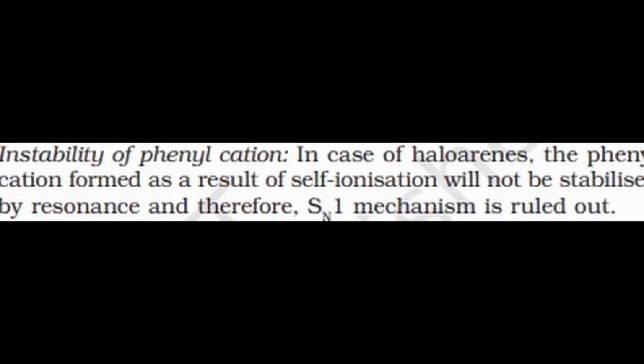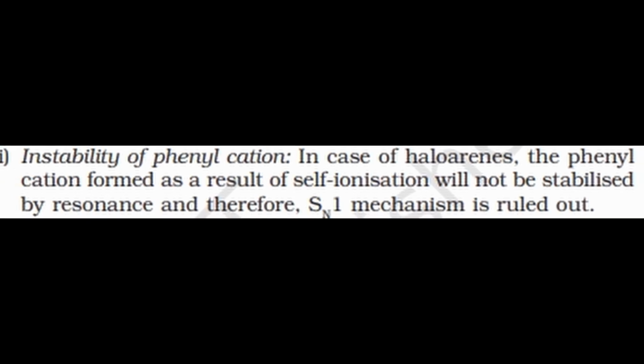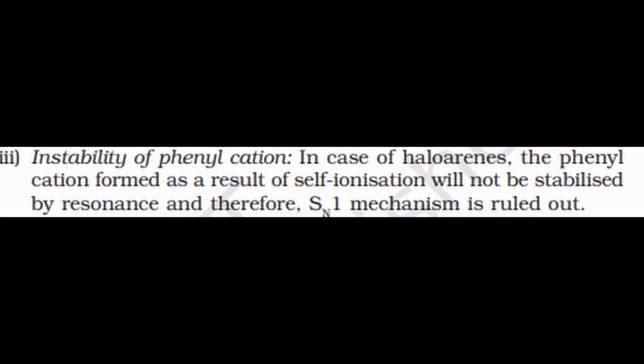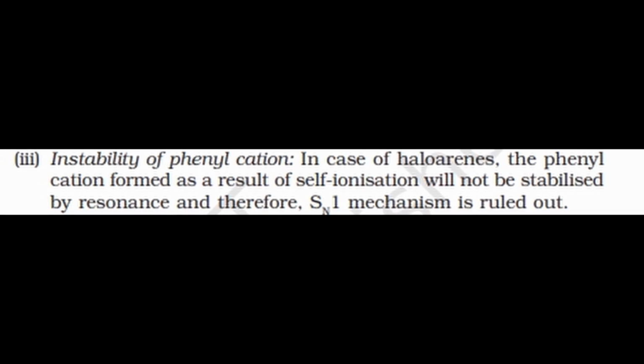Now let's consider the phenyl cation. In haloarenes, if the carbon-chlorine bond breaks heterolytically to form a carbocation, the resulting phenyl cation is extremely unstable because this positively charged carbon cannot stabilize itself through resonance like carbocations in haloalkanes. Since the SN1 mechanism depends on carbocation stability, it's practically ruled out in haloarenes.